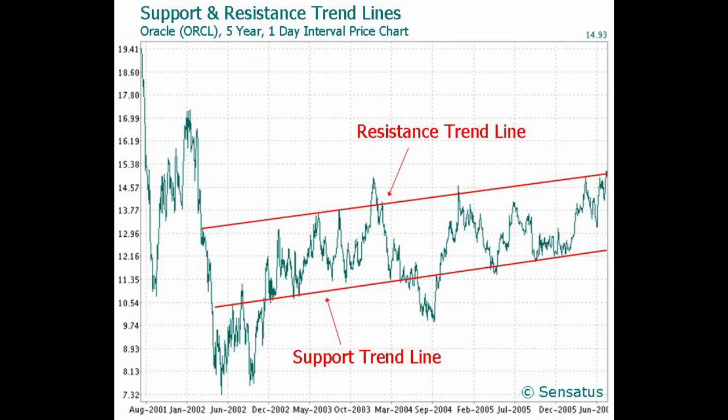Next, we have trend lines. A trend line forms a channel for the stock price, acting as a support and resistance, but also giving the user a direction and a trend. They don't have to be horizontal.